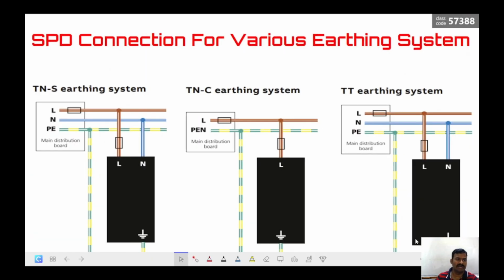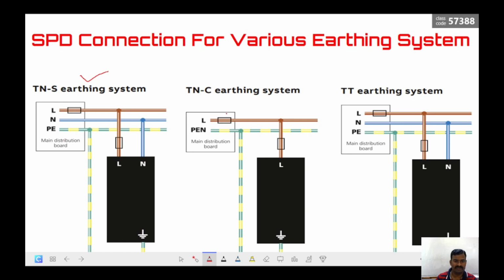We can also have a different earthing system for different systems. If you have TN-S earthing, TN-C earthing or TT earthing on the load side, that is after our inverters, the configuration also differs. For TN-S earthing, we have the line and neutral connected to the SPD as input, and the output terminal is connected to the protective earth.